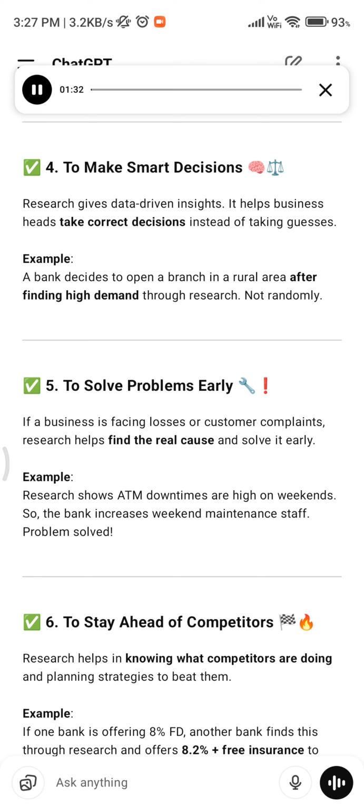5. To solve problems early. If a business is facing losses or customer complaints, research helps find the real cause and solve it early. Example, research shows ATM downtimes are high on weekends, so the bank increases weekend maintenance staff. Problem solved.